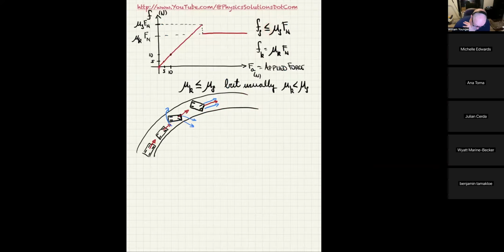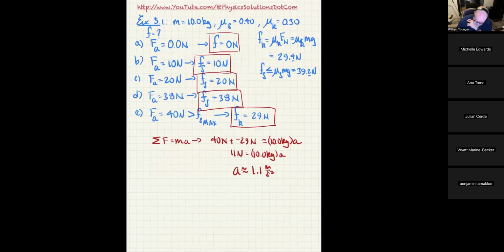That less than or equal to is just showing that it's going to be as big a force as it needs to be up to some maximum value, at which case it can't go any further. And that's the mu s times the normal force. All right, got you. And since this was perfectly horizontal and no other forces were acting on it, we knew that the normal force would just be mg. Okay, thanks. No problem.